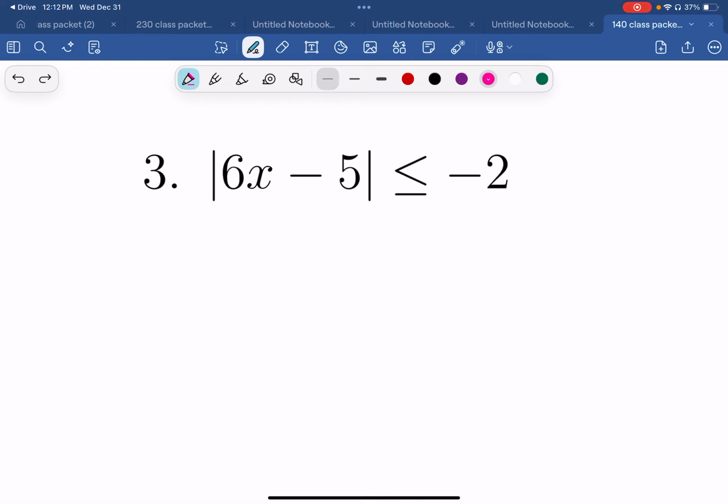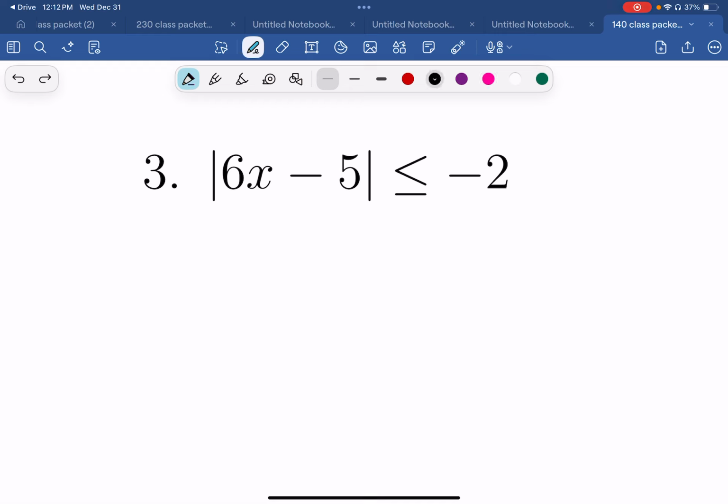Okay. So what happens here is, first of all, we are going to solve for the inequality for the absolute value. Notice we have the absolute value of 6x minus 5. I want to move things around until all I have is that on one side. Conveniently for us, this is already set up that way. So we are ready to go ahead and figure out what does this mean?